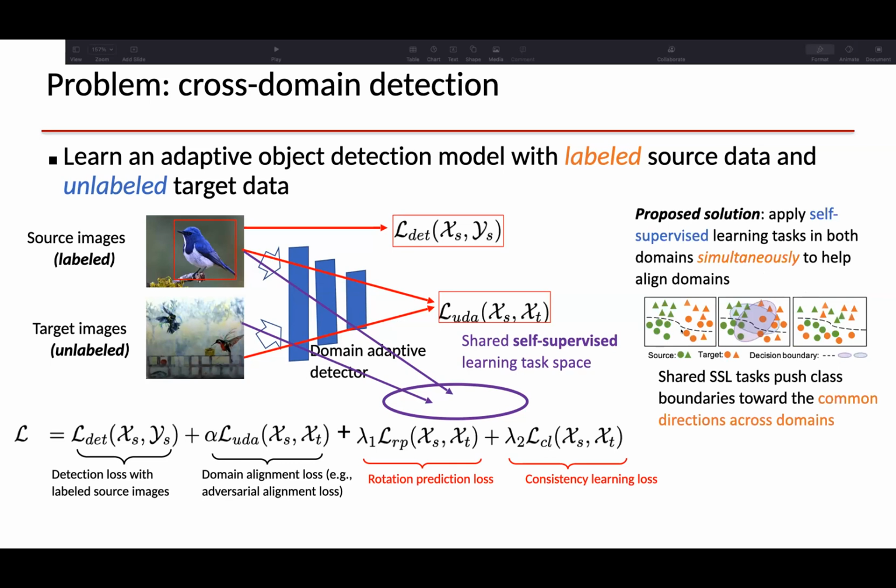This figure shows the concept of our method. Before applying those tasks, the decision boundary is wrong because it crosses the same category, and the two ellipses indicate the decision boundaries of the two self-supervised tasks. So this shared self-supervised learning task pushes the class boundary towards the common directions across the domains. After regularizing with the self-supervised learning task loss, we can regularize the decision boundary from figure 1 to figure 3.